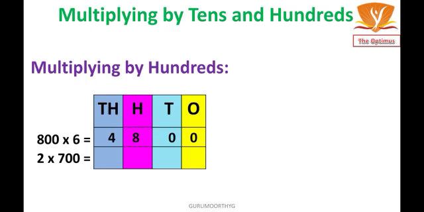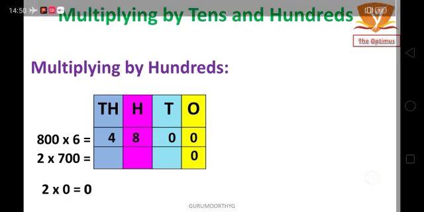Next, 2 into 700 equal to what? I am going to multiply step by step. 0 ones into 2 ones equal to 0 ones. This 0 ones, I am going to write in ones place. Next, 0 tens into 2 ones equal to 0 tens. This 0 tens, I am going to write in tens place.